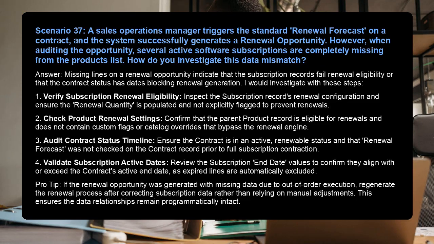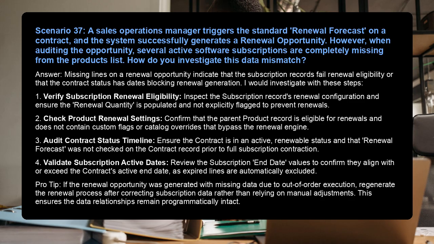Scenario 37. A sales operations manager triggers the standard renewal forecast on a contract, and the system successfully generates a renewal opportunity. However, when auditing the opportunity, several active software subscriptions are completely missing from the products list. How do you investigate this data mismatch? Answer: missing lines on a renewal opportunity indicate that the subscription records fail renewal eligibility or that the contract status has dates blocking renewal generation. I would investigate with these steps.